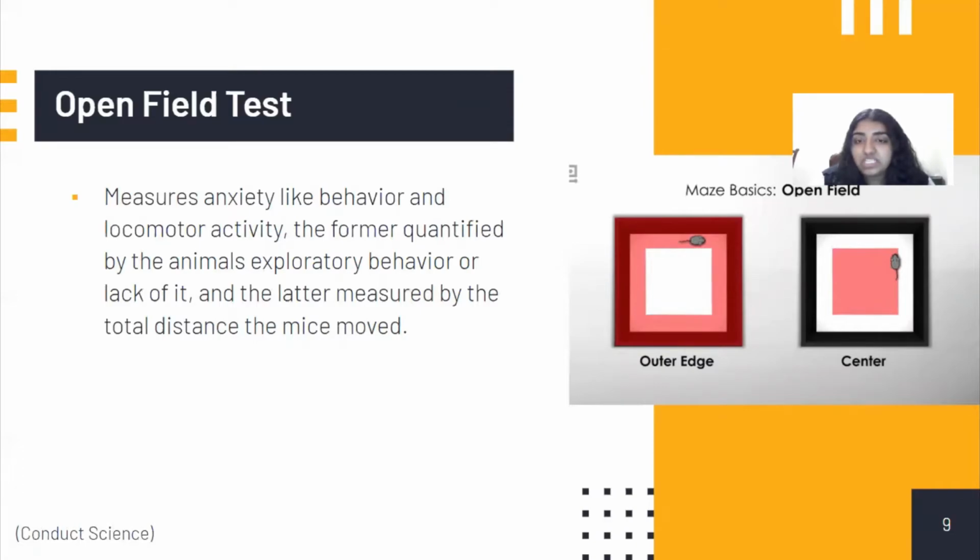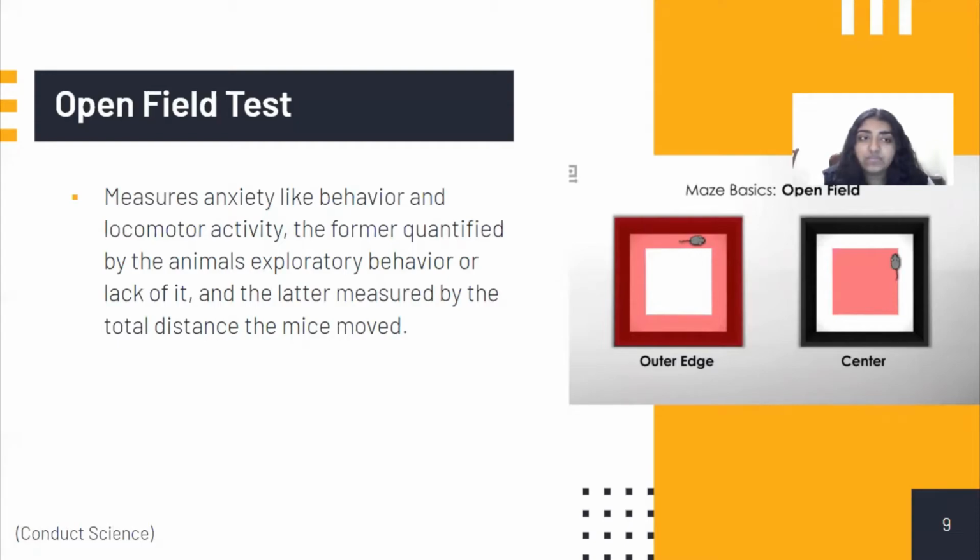And mice that spend time on the outer edge, as pictured in the image, are said to have higher levels of anxiety and lower levels of locomotor activity. Whereas if it's the opposite and they spend more time in the center, they're said to have higher levels of exploratory behavior and lower levels of anxiety.